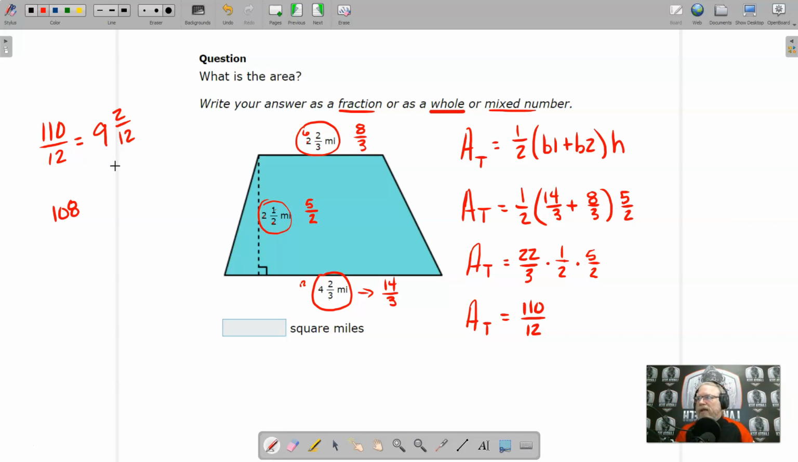And you could put this in as 9 and 2 12s, but this would also simplify to 9 and what? They'll both divide by 2. 2 divided by 2 is 1. 12 divided by 2 is 6. So it is 9 and 1/6 square miles.